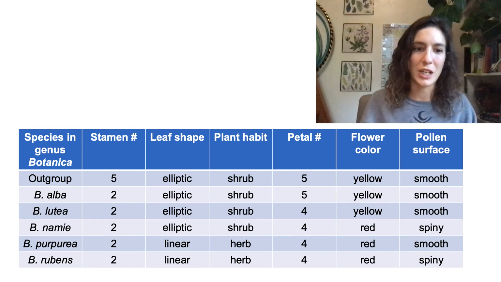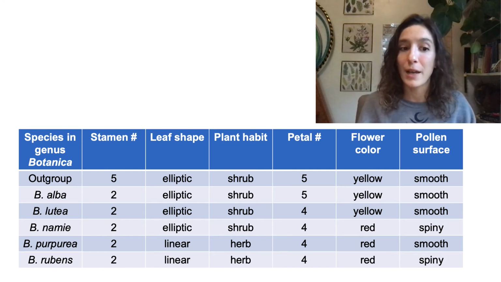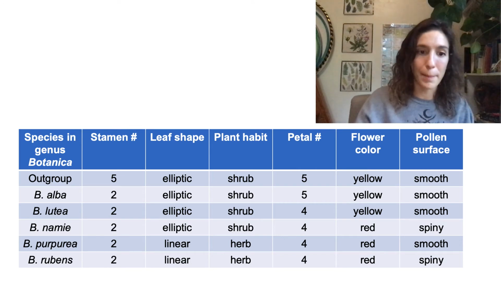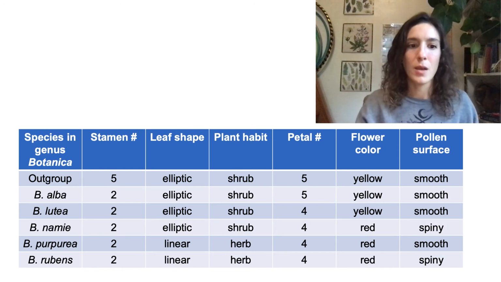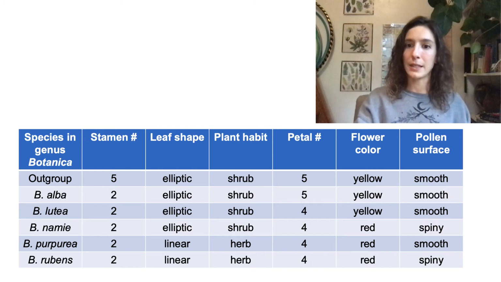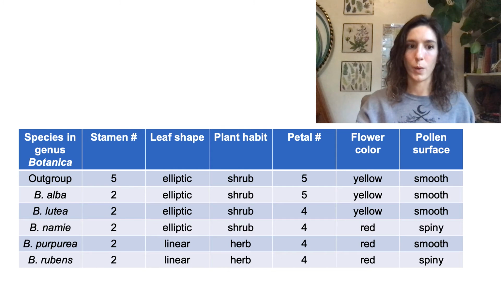They're in the genus Botanica, and we've got 5 species: Botanica alba, Botanica lutea, Botanica nami, Botanica purpurea, and Botanica rubens. And each one of these 5 species has a character state for these 6 characters, 1 through 6, that are on the very top row.